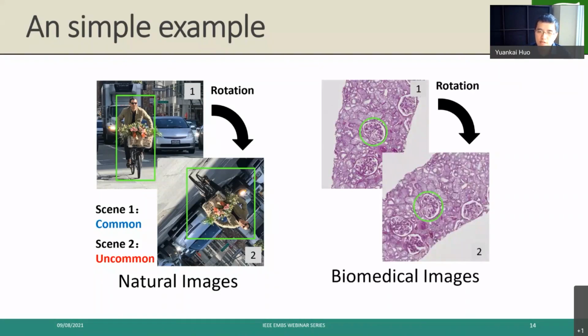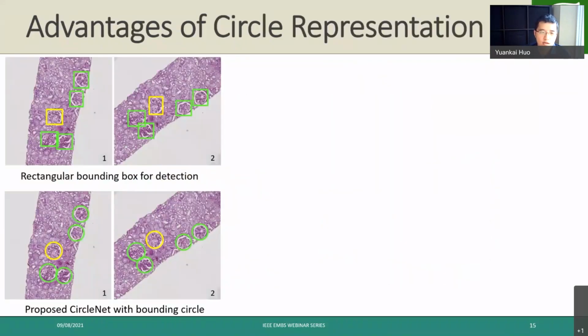So when we take the picture of a tissue, we cannot control the orientation. In this case, we propose a new representation called a circle representation for detection. In that case, we can have a pretty consistent representation for the same object. So here are more examples.